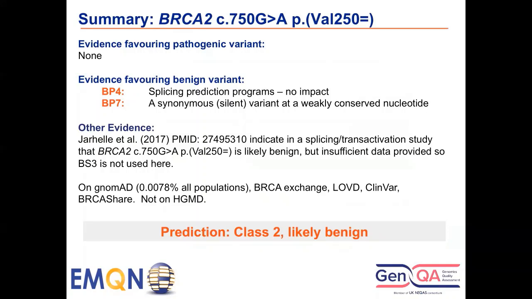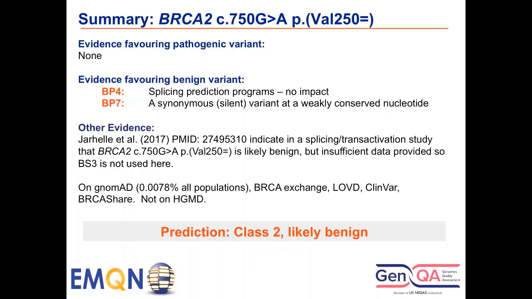The evidence favouring it being a benign variant is that there is no impact on the splicing prediction programs, and we've used the 4 tools located in Alamut. And in addition, this is a silent variant at a very weakly conserved nucleotide, so we can also use the BP7 classifier. So in terms of other evidence, there was a publication, Jarhelle et al. 2017, that did both splicing and a transactivation study and classified this variant as likely benign. However, there were insufficient known pathogenic and known benign controls used for us to use the Brnich et al. framework, so we haven't used BS3 in this case.